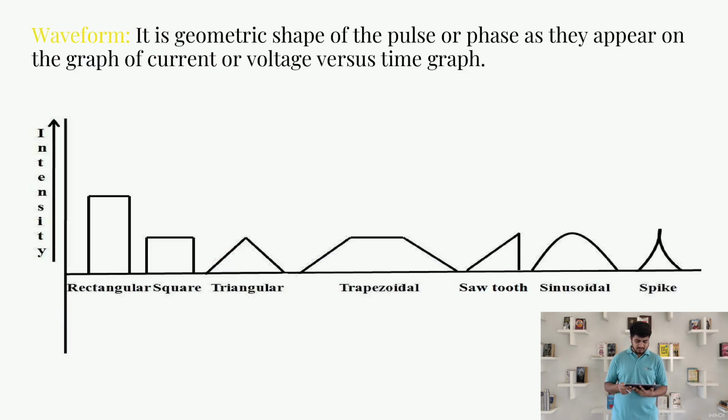The last thing to discuss about the electric current parameters is the geometric shape of pulses or phases that appears on the graph of current or voltage versus time, which are known as waveforms. Waveforms could be of many shapes, which I have listed in the PPT. You can see the first is rectangular, second is square, third is triangular, fourth is trapezoidal, fifth is sawtooth, sixth is sinusoidal, and seventh is spike.